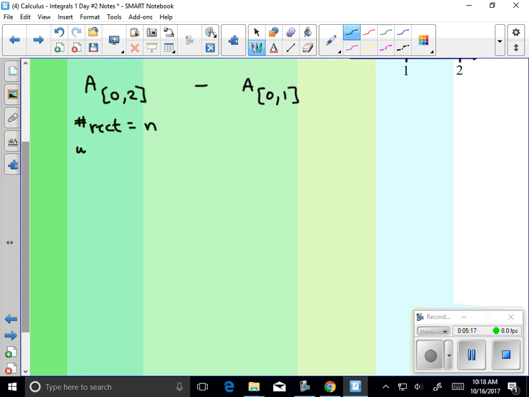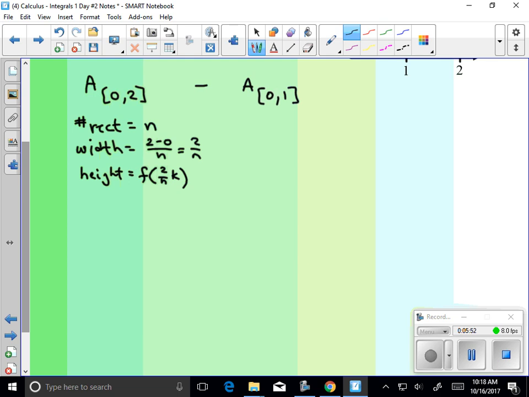Okay, width. What would be the width of one of these rectangles? Not 1 over n now. 2 over n, right? I'm taking 2 minus 0, which is the width of the entire interval, and dividing it by n. So I get 2 over n. That's my width. My height will be f of 2 over n times k. And k is going to be the number that I generate based on that right edge.